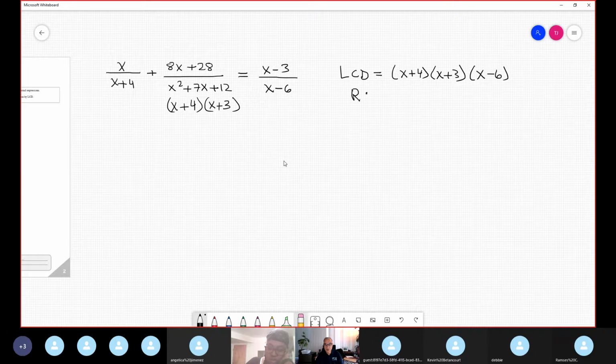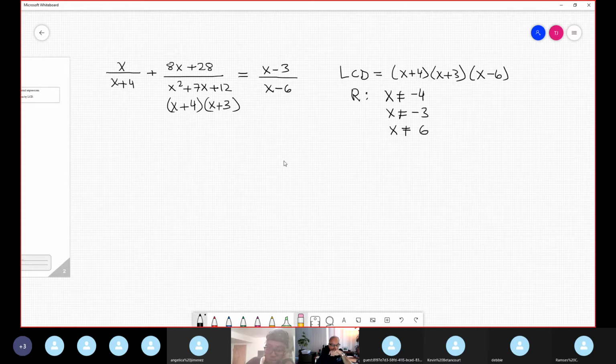Entonces, the restriction associated with that problem, the bad solutions, the extraneous solutions, is negative 4, negative 3, and positive 6. No equal.